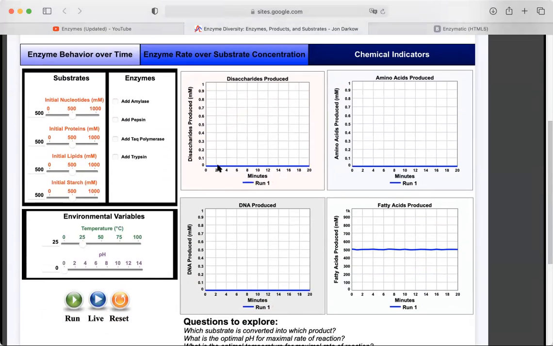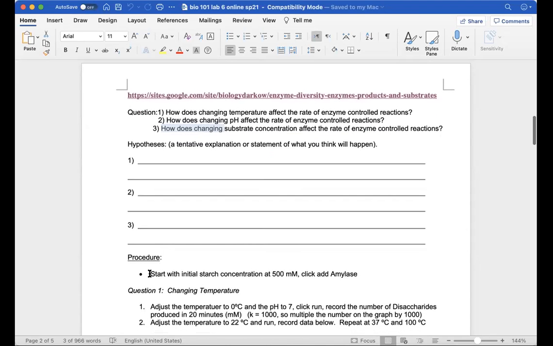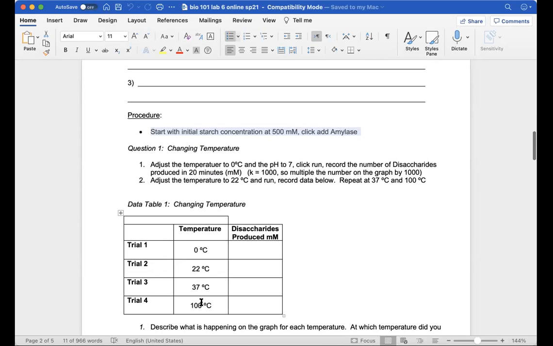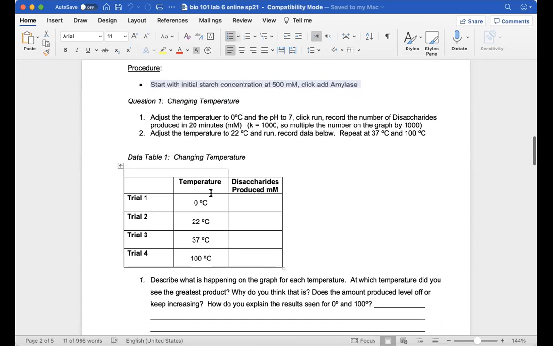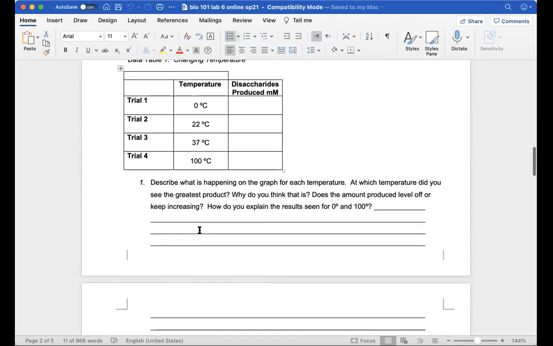I'm going to go back to the worksheet. And again, I'm going to show you here. So this is the procedure starting with the initial start concentration. Don't forget to add the enzyme amylase. And then you'll change the temperature in 4 trials to see how many disaccharides are produced after 20 minutes. And it gives you the temperature to change it to. You need to answer a couple of questions. What's happening?